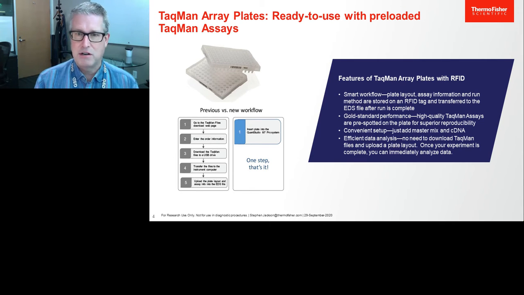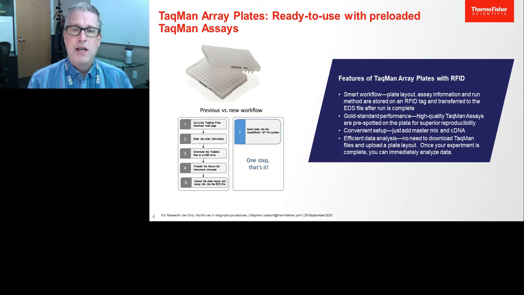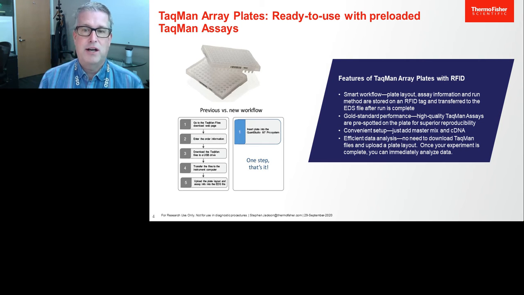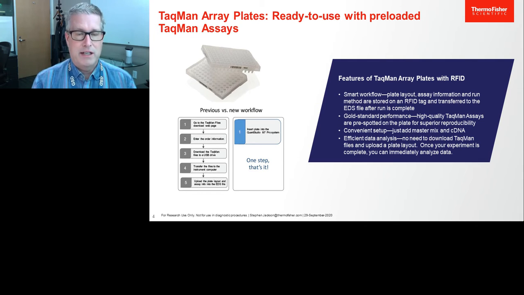The TaqMan assays in these RFID tag plates are pre-spotted on the plate, and so it's very convenient. Then you just add your sample and master mix, and you're off to the races. And then finally, the data analysis is very easy because you don't have to download TaqMan files and upload a plate layout. Once the experiment is complete, the data is immediately analyzable because the EDS file contains all the important information about the location of the assays and the run that was done. So it's a much simplified workflow as shown here on the left-hand side of this slide.